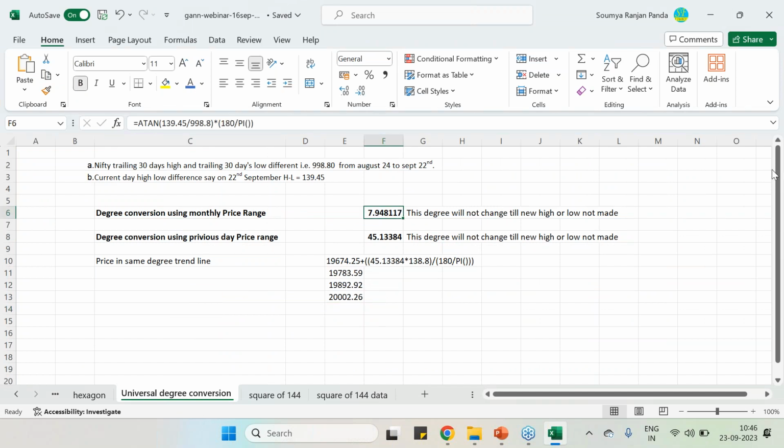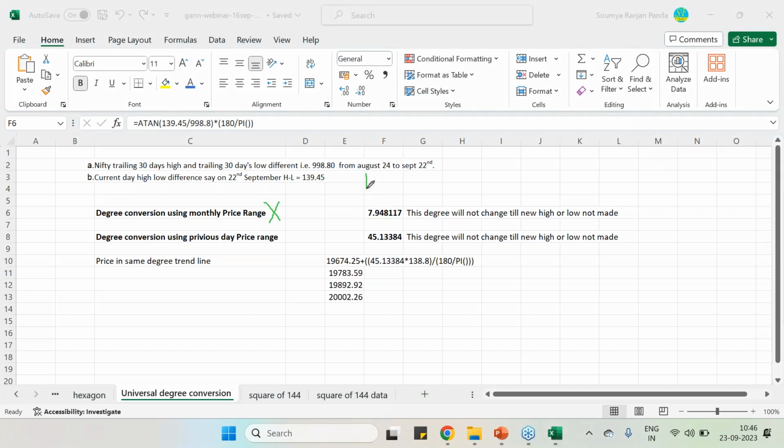So you can say this month it is a 998.8 price point happened in the month of September. Yesterday there is 139.45 high minus low. High minus low of 22nd September is 139. Then previous 30 days high minus low is 998.880. That is from August 24 to September 22nd. So these values, if you take it, it is 7.94 degrees, which is wrong. This is wrong. So this very carefully you have to say.